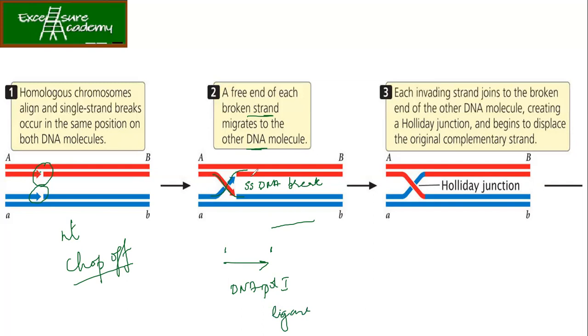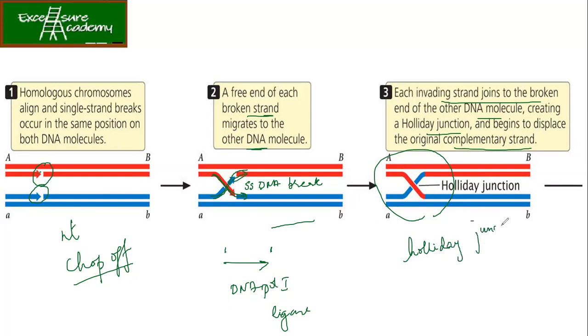Okay. So you can see over here, the strand invasion starts and they get sealed to the respective opposite sister chromatids. Each invading strand joins to the broken end of the other DNA molecule, creating a Holliday junction, which begins to displace the original complementary strand. Can you see? So this entire thing is known as the Holliday junction.